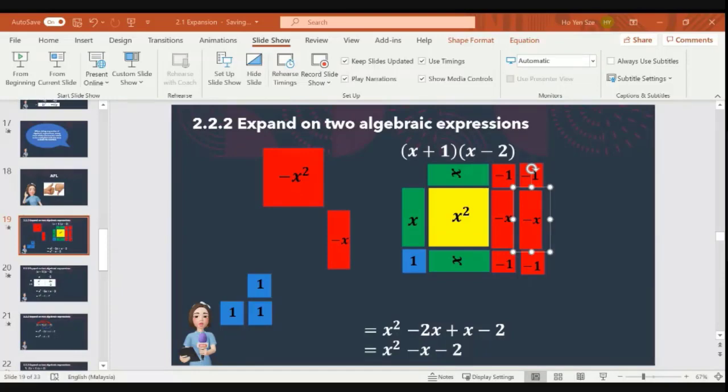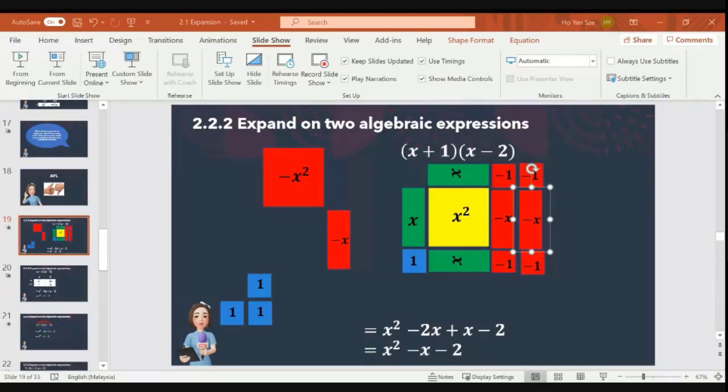So the answer is what? x squared, x squared minus 2x. This is my negative x, negative x, so you get negative 2x. Then you plus x, negative 1, you get minus 2. You add up everything. This one you simplify. You have to use the same terms, or like terms: negative 2x plus x is equal to negative x.